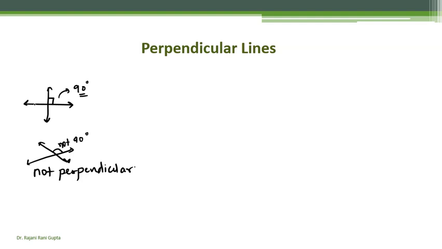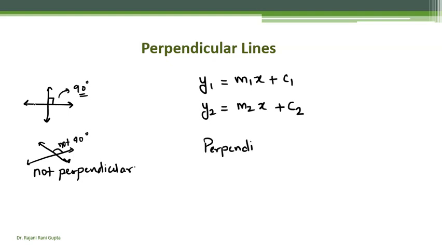Now, what do we do when we have the equations of the lines? Say the first equation of the line is m1x plus c1, and the second equation of the line is m2x plus c2. We check whether the lines are perpendicular by checking their slopes. It's a similar concept to parallel lines, where we work with the slope. For perpendicular lines also, we work with the slope.